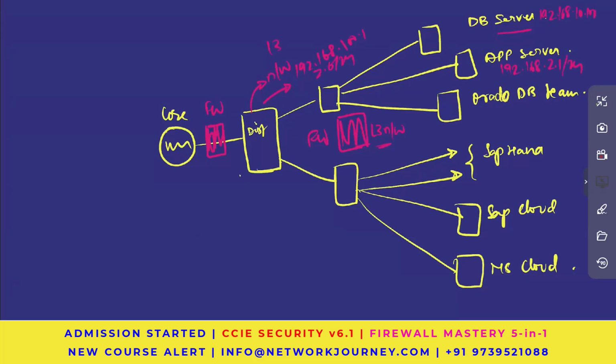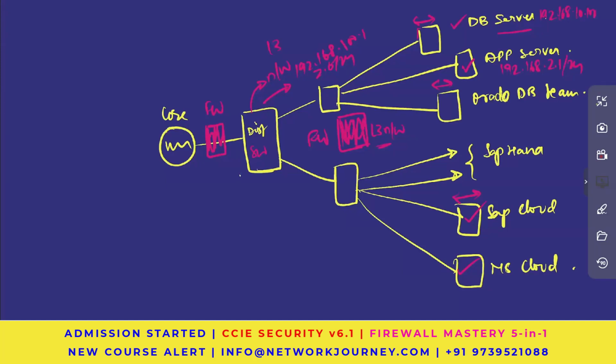And you know that the switches do not do the implicit deny. So an app server can talk to a DB server. The DB server can talk to the SAP cloud. The SAP cloud can talk to the rest of the internal servers. And this is where you need the granular control. What you do is, for all the critical servers, let's say all the servers belonging to the customers, you can make those gateways in a firewall.